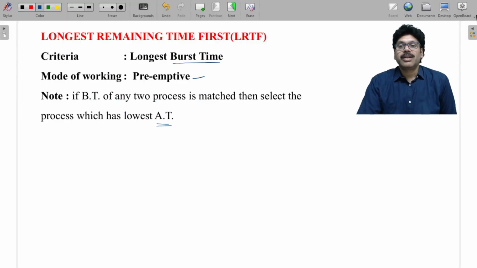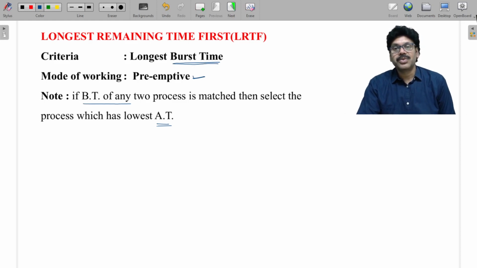In this session, we'll be discussing longest remaining time first, which is based on longest burst time, and that too is having a preemption nature. There may be suspensions of jobs. If burst times of any two jobs are the same, then choose the lowest arrival time. If arrival times are also the same, then choose the lowest process ID.